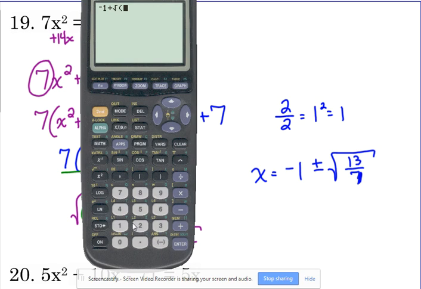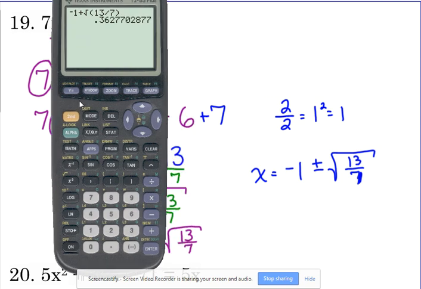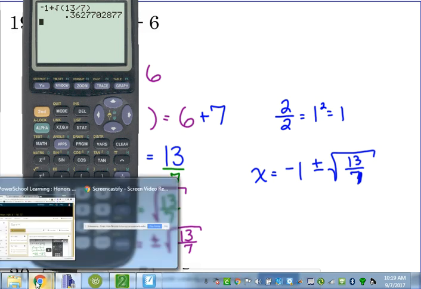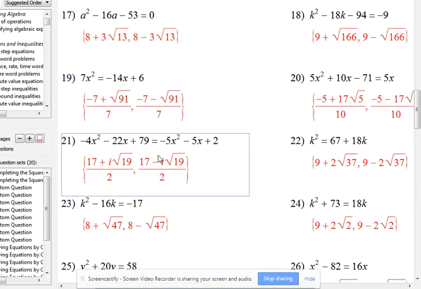Negative 1 plus the square root of 13 over 7. 13 over 7 is under the square root, so it goes inside the parentheses there. Okay, you press enter, so you get the decimal value of it. Let's see here, where's my answer key? Here it is.